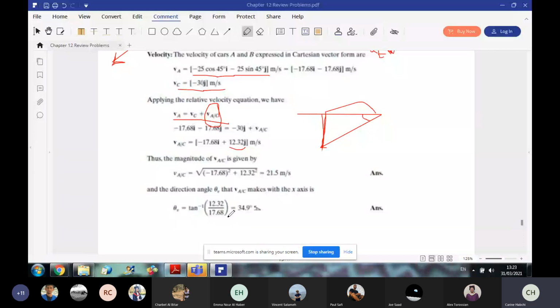Now finally, concerning relative velocity and acceleration of B with respect to C, here for velocity, as we did together, it's along ut, and ut vector is cosine 60 i minus sine 60 j.